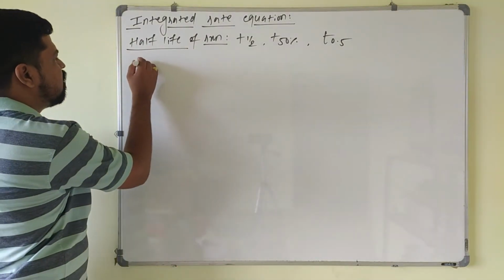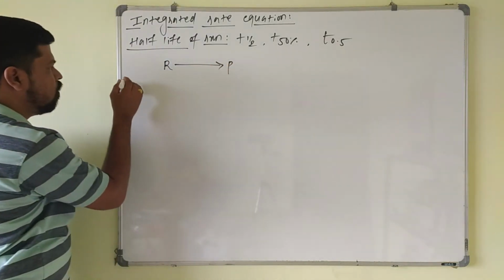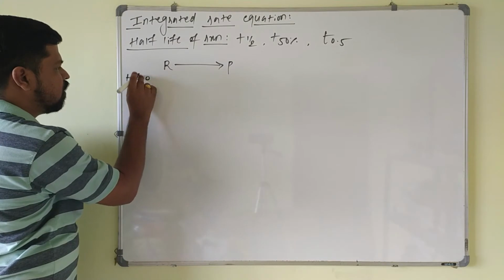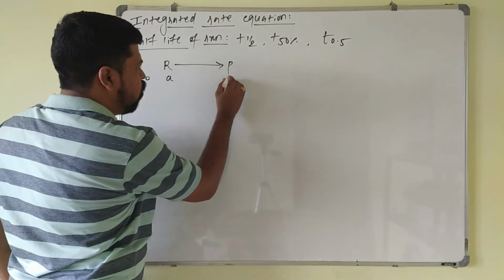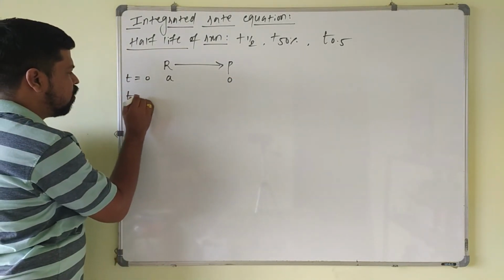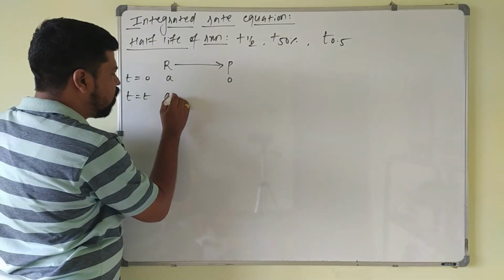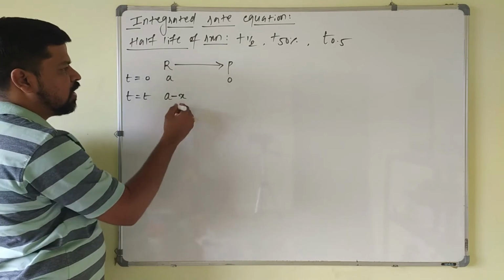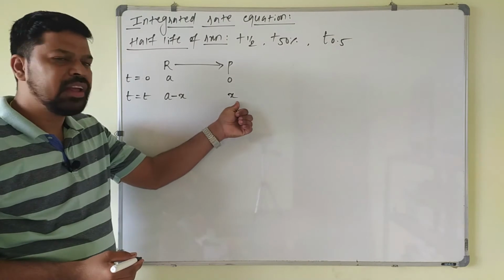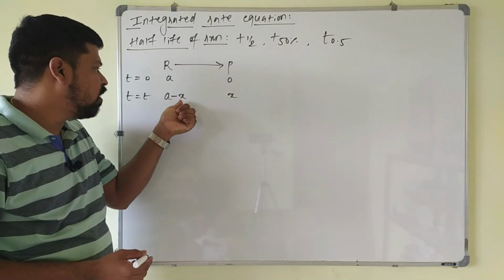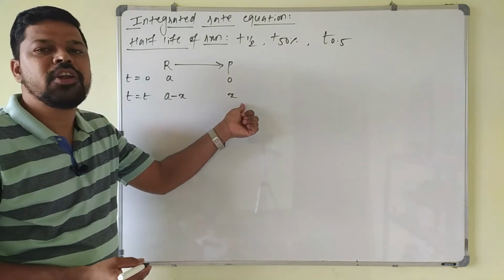Suppose I take a reaction where the reactant is getting converted into product. At time T is equal to 0, the reaction has not yet started. So the initial concentration of reactant I will take as A, and no product is formed. At time T is equal to T, after some time, some amount of reactant is converted into product, that is X amount is dissociated and X amount of product is formed. At time T, A minus X remains, and X is the product.